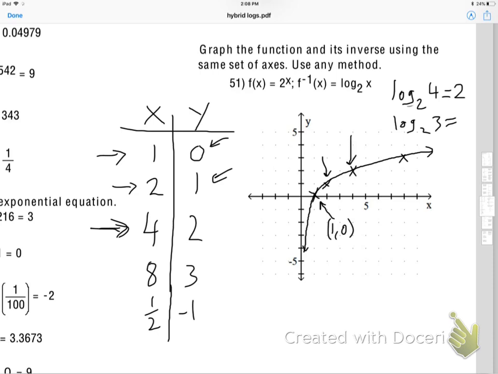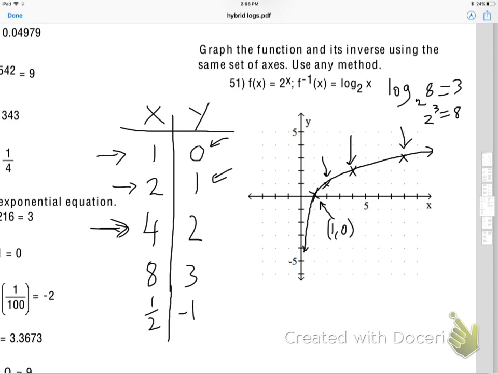And finally, if I just choose an 8, the reason why I'm choosing an 8, and not anything else between 4 and 8, is because I know that's 3, because 2 to the power 3 will give me 8. And again, that's that point there. When x is 8, y is 3.